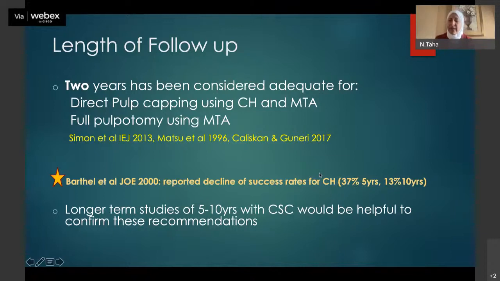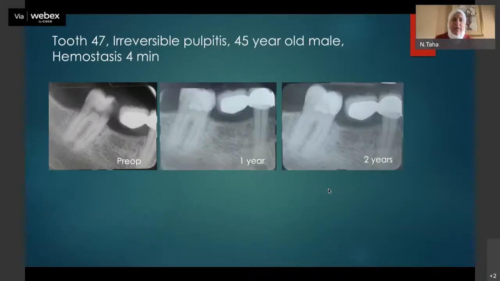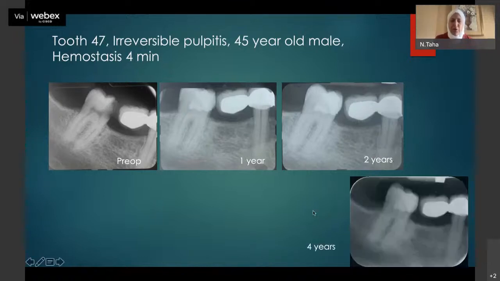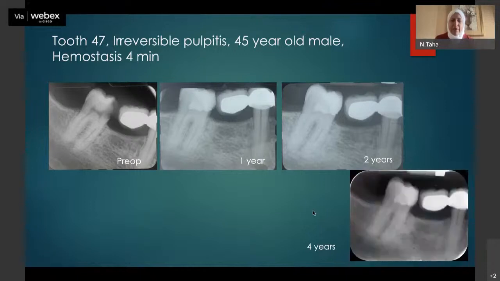But we already talked about disadvantages and disintegration, and mainly these failures most probably were due to coronal leakage, because Kaliskan's studies of pulpotomy using calcium hydroxide were highly successful, in the 90% range, just because of excellent coronal seal. I want to show some long-term cases. This is a 45-year-old male, irreversible pulpitis in tooth 47, full pulpotomy. This is the 2 years follow-up, and this is the 4 years follow-up. The patient is still happy, the tooth is functional and asymptomatic, with no radiographic or clinical evidence of failure.